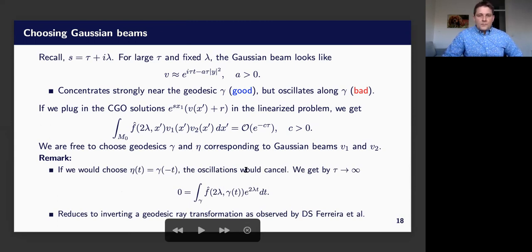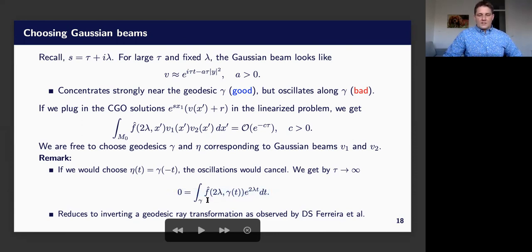Why is that? You see here that the Gaussian beams look like this, this is like v1. And then if you multiply that by a similar function with the opposite sign in the oscillating factor, they will exactly cancel. In that case, if we take tau, the large parameter, to infinity, we would get the integral identity you see here.